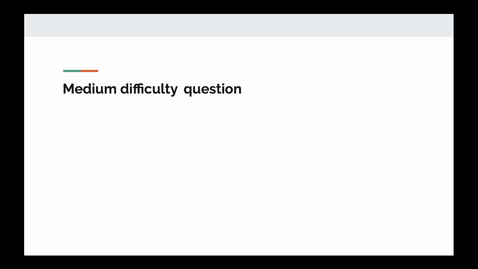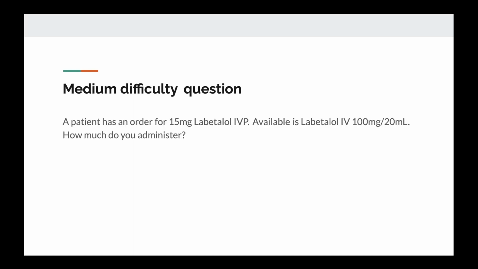So we're going to move up in difficulty a little bit. We're going to go to what I consider a medium difficulty question. A patient has an order for 15 milligrams labetalol IV push. Available is labetalol IV 100 milligrams in 20 milliliters. How much do you administer? So you already see what is making this question a little more complex, right? You have what's available, but it's not in a nice, easy dosage. Like if it was broken down already into 5 milligrams per milliliter, that would make life a little easier. But unfortunately, that's not what it is here.